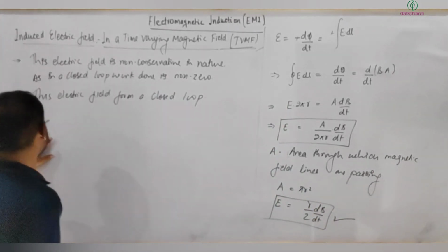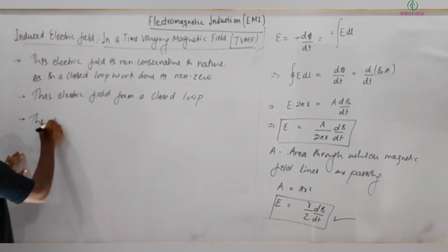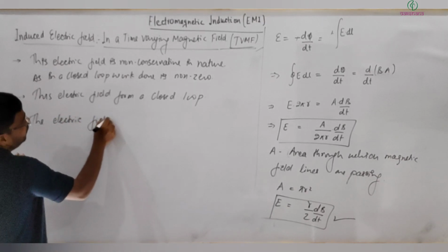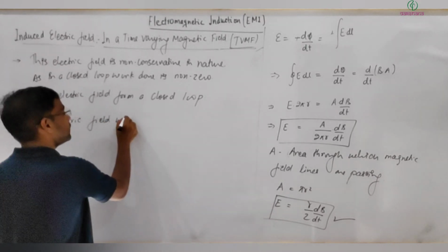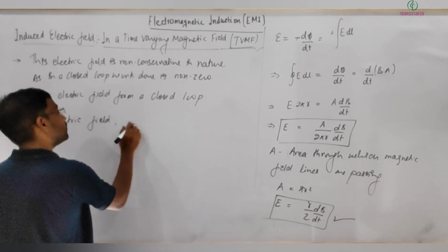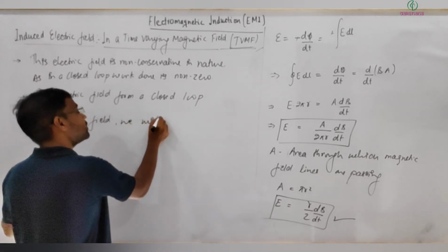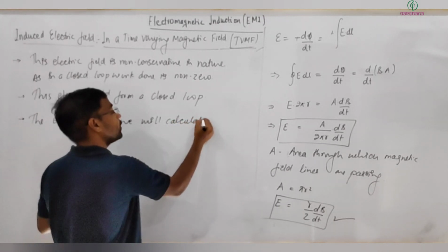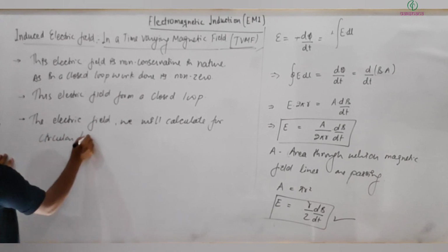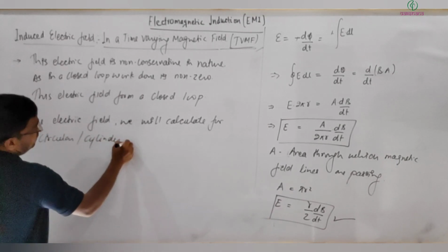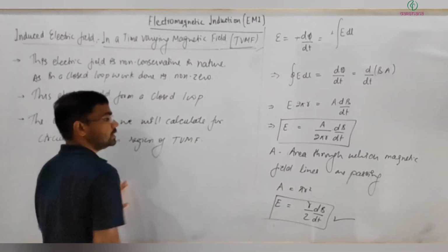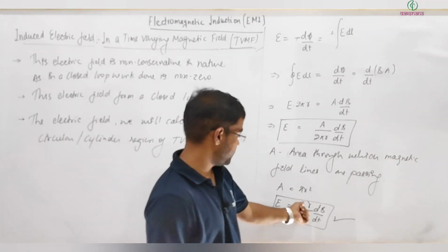So we will write here the electric field will be calculated for a circular or cylindrical region of time varying magnetic field. So for the formula, we got this expression.